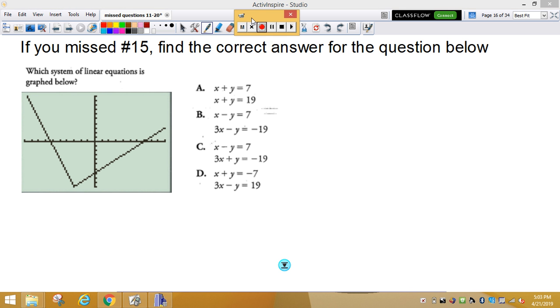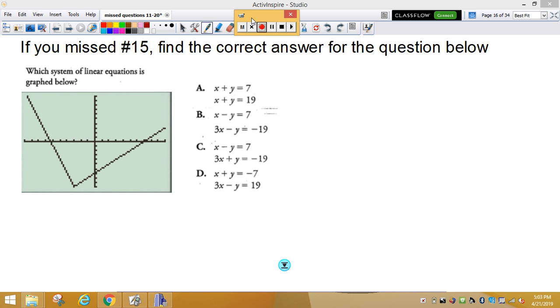For number 15, I want you to show me your work for solving out A, B, C, and D until you get the right answer. Okay? So I want you to write down A. I want to see your work for how you solved for Y on A. And then type it in your calculator and graph it. If it's wrong, I want to see your work for B. I want to see the steps you did to get Y by itself for B.